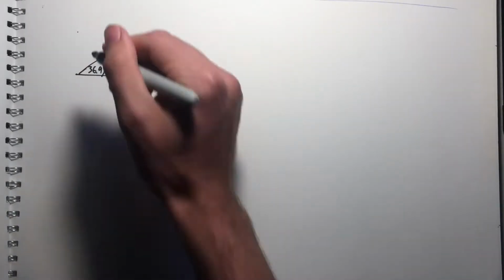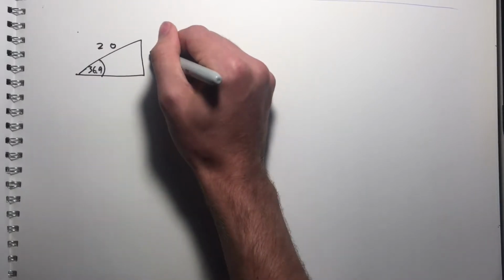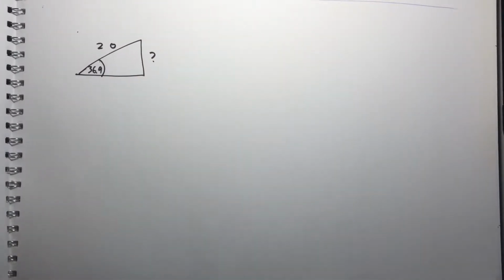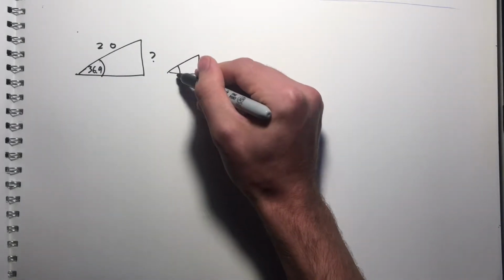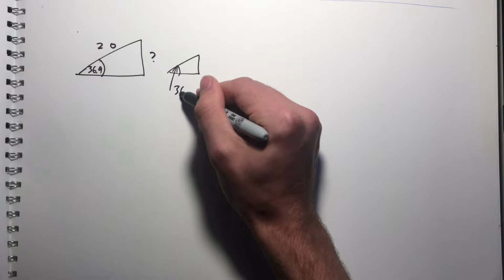So let's explore what we can do with this concept of scaling up triangles. So I can get the same triangle as before, the angle 36.9 degrees, and in this case the longest side, the hypotenuse, is 20 meters long.